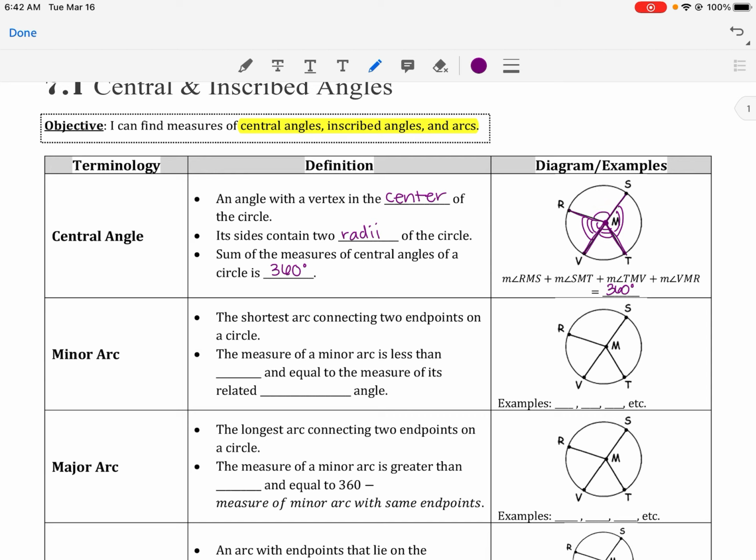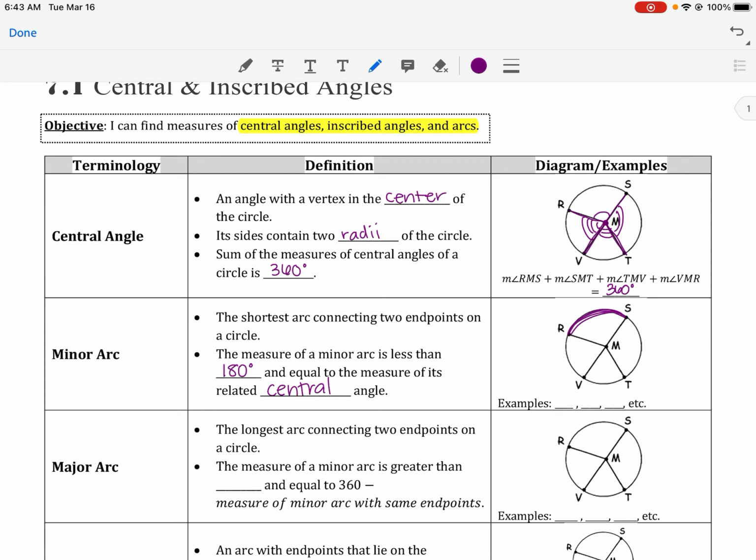Okay. When we talk about arcs, there's kind of two ways you can look at it. A minor arc is the shortest arc connecting two endpoints on a circle. The measure of a minor arc is less than 180 degrees, so it's less than half the circle, and it's equal in measure to its related central angle. Some examples of minor arcs here is like R to S.